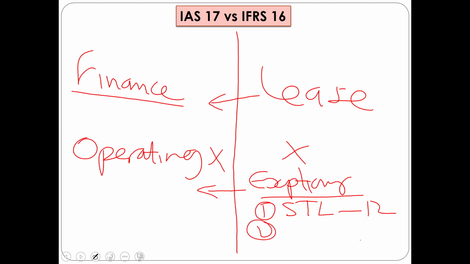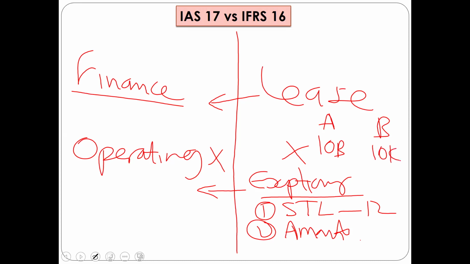The second exception is if the amount is trivial or insignificant, right? So the standard leaves this to judgment to say what amount do we consider to be small or insignificant or trivial. So let's take an example. Let's say we have company A and company B. Company A has a balance sheet of 10 billion. Company B has a balance sheet of 10,000.